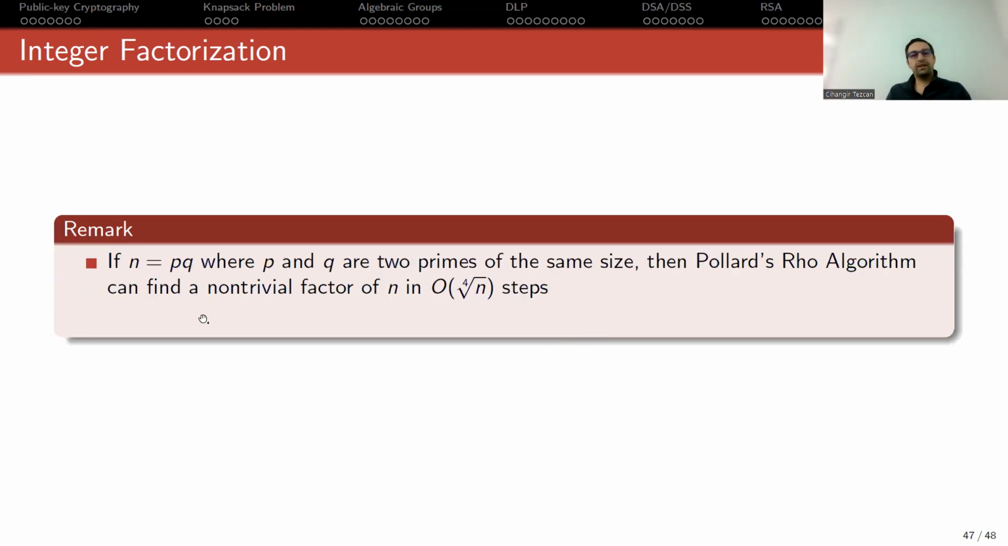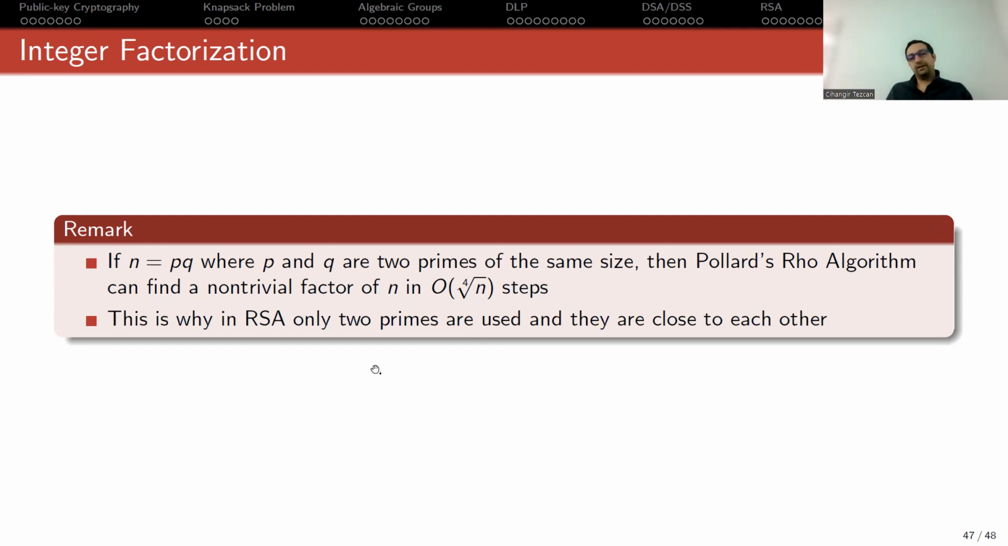So if n equals p times q, where p and q are two primes of the same size, then Pollard's algorithm can find a non-trivial factor of n in O of the square root, actually the fourth root, of n steps. This is mainly because p has a size that is close to the square root of n. This extra square root comes from there. This is why in RSA only two primes are used and they are close to each other. If you choose one of them really small, then Pollard's rho algorithm will give you a very fast answer.